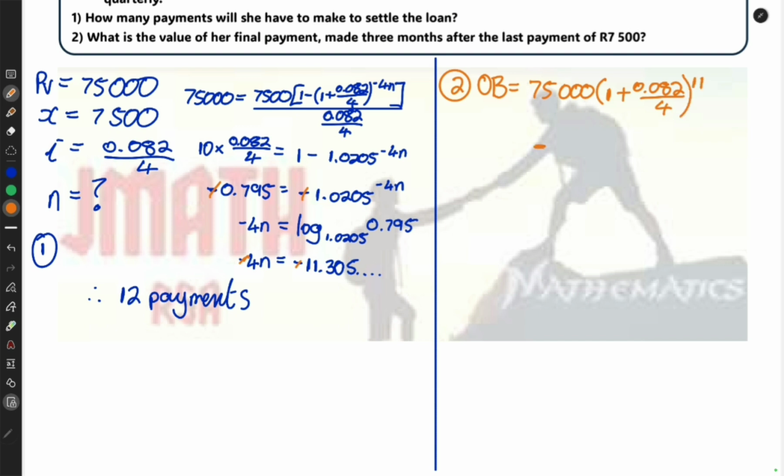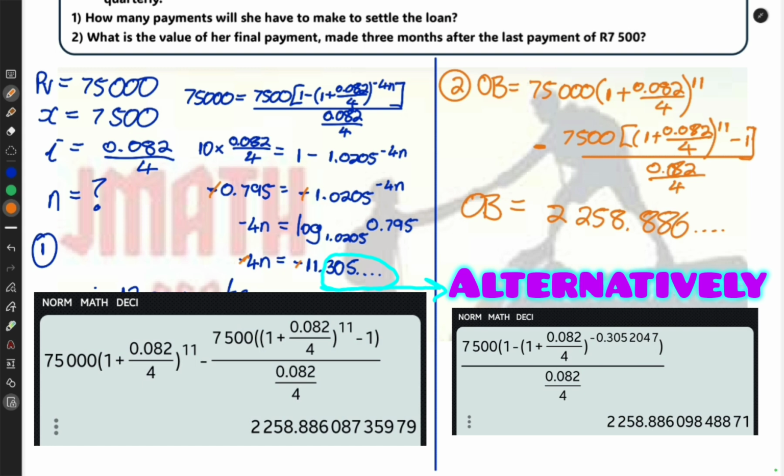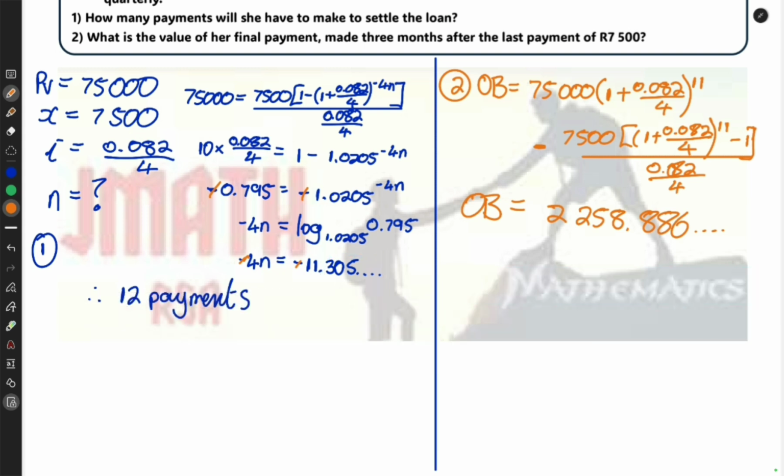And then from that, I'm going to minus a future value. And I know X was just that amount. And then 1 plus 0.082 over 4 to the power 11 minus 1. And I can just type in all of that on the calculator to see what was the outstanding balance just before the final payment. So my calculator tells me they still owe 2258.886 ... on the day the last full payment was made.